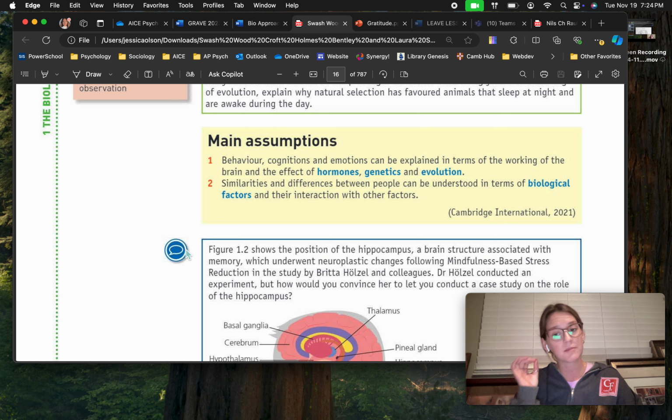And when you think about it, it makes sense. Don't try to use all these fancy words. Stop it. This isn't English. This is science, straight to the point. So if you want to just say behavior can be explained in terms of the body, boom, you're done. You could say differences between people can be explained in terms of the body, biological factors. Boom, you're done. That's a 1 mark assumption.